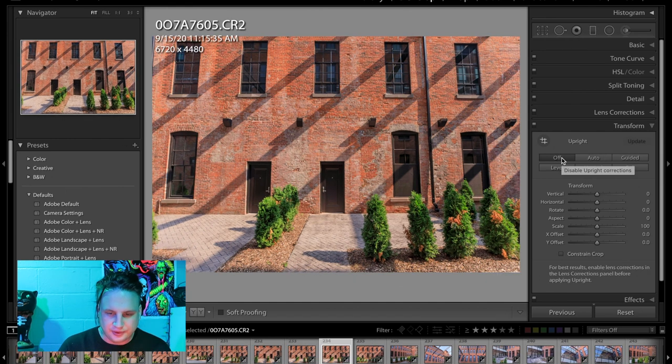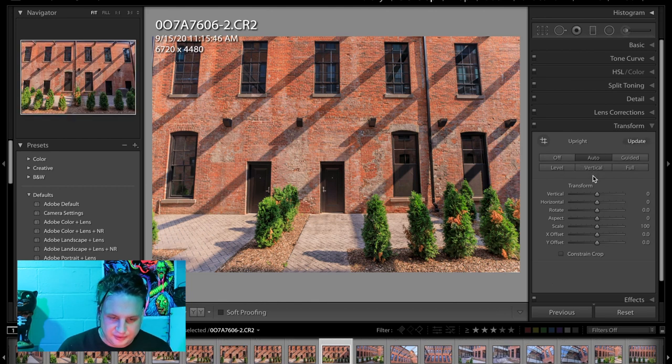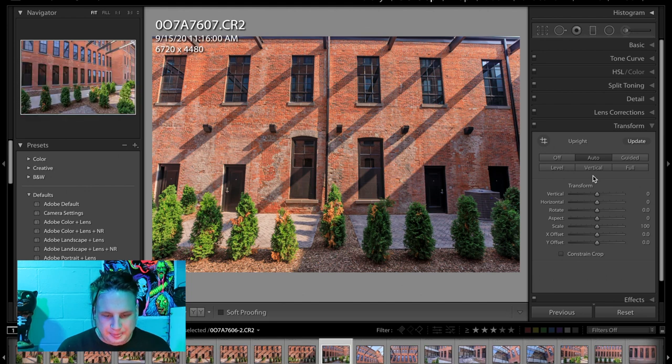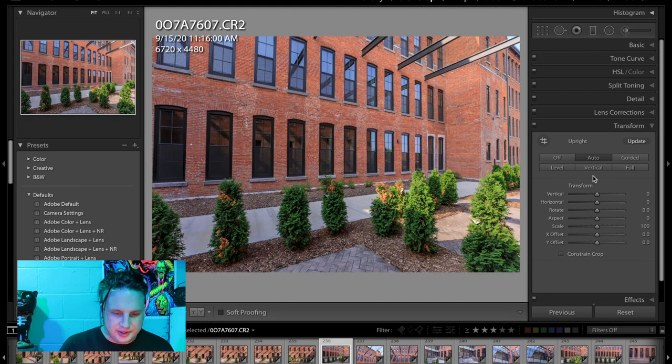Did I take it straighter than Lightroom? Yes. I feel like with Lightroom, either I've gotten so good I'm better than a computer, or Lightroom straightening is just no longer good anymore. And then this one's good.